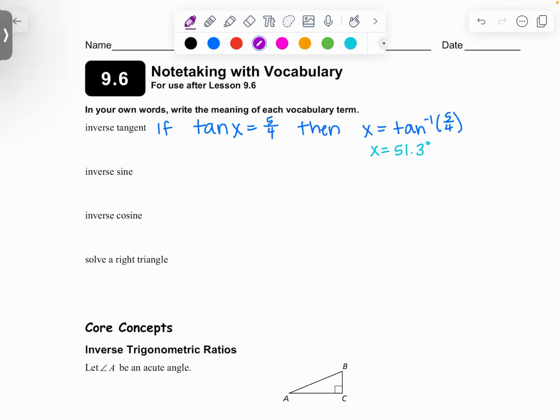Okay. So the inverse sine. If the sine of y equals 3/7, notice how y is an angle. We're solving for an angle. We know the sine ratio of that angle is 3/7. Then what we can do is use the inverse sine of 3/7 in order to figure out what y is. So I want you to practice using your calculator.